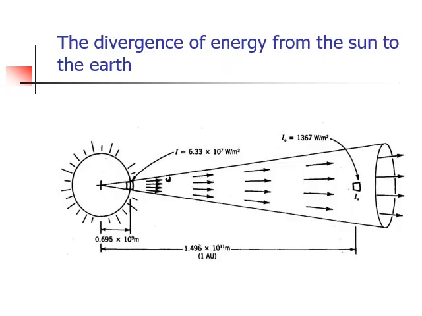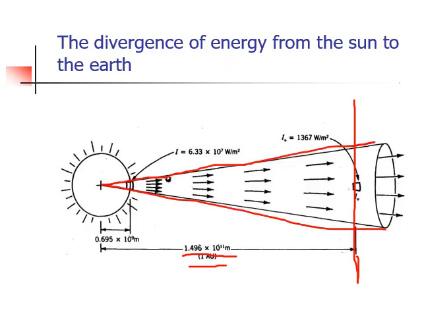So earth is located at 1 astronomical unit away from the sun, which in terms of meter will be 1.496 into 10 to the power 11, as we see here. So this one is the earth's location. Earth's outer surface is here, and you can see from the center of the sun the energy is spreading in a divergence manner, right? There's a divergence, a conical shape.